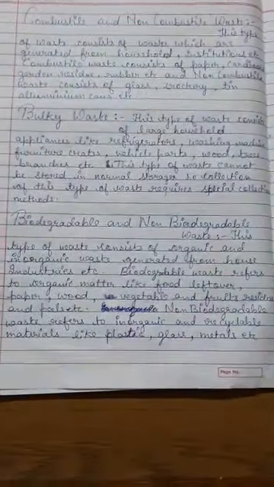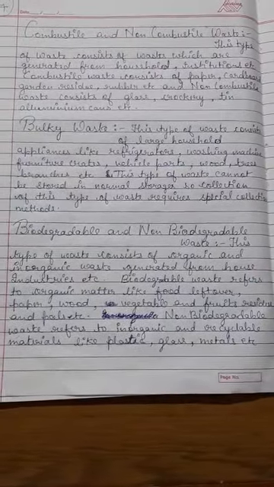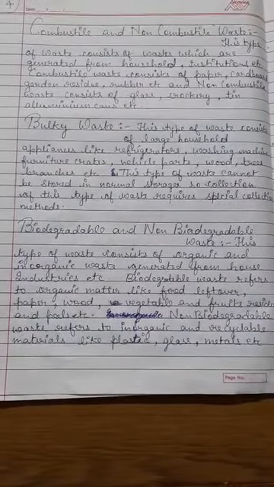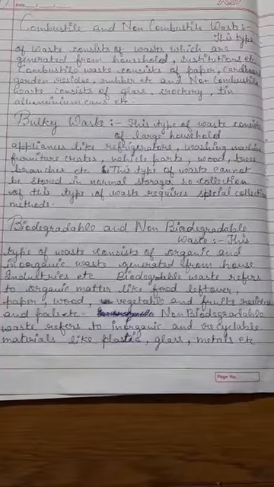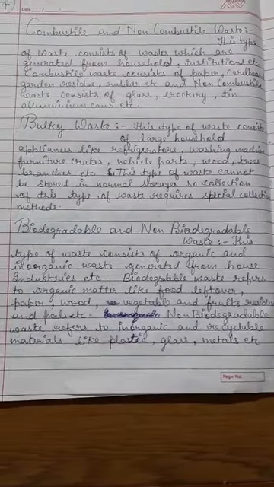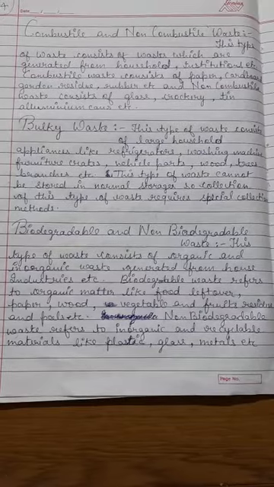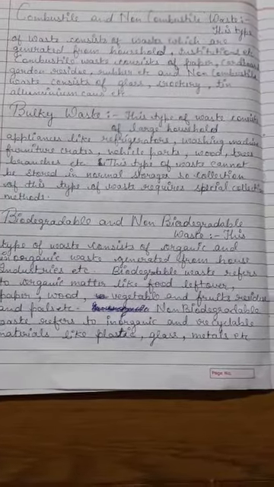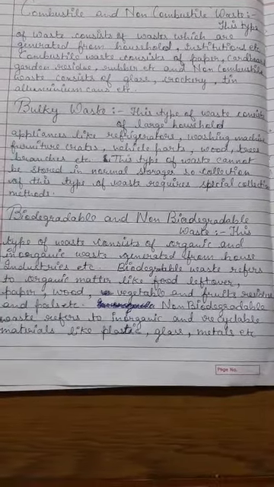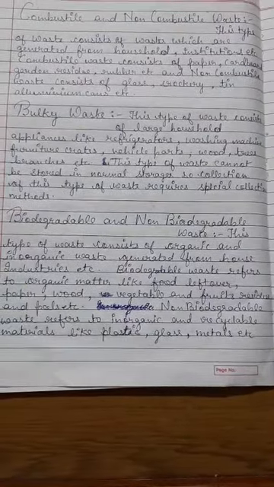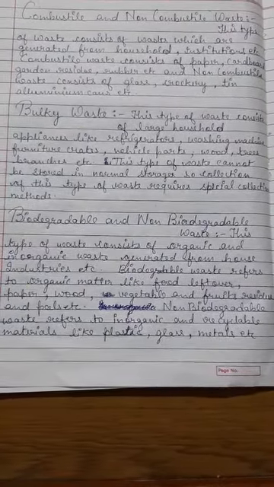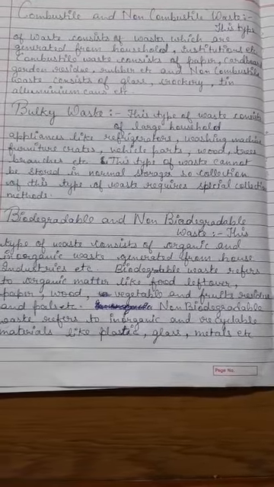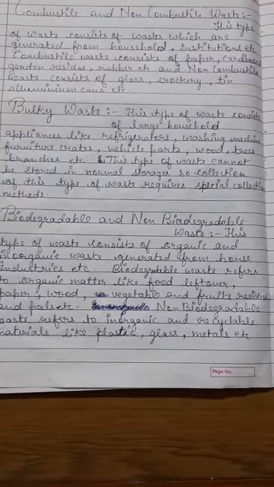Next is combustible and non-combustible waste. This type of waste consists of waste which is generated from households and institutional buildings. Combustible waste basically consists of paper, cardboards, garden residues, leaves, rubber, etc., which can be easily incinerated and dumped easily. And non-combustible waste consists of glass, crockery, tin, aluminium cans, etc., which can't be incinerated and require a special kind of handling and process of dumping.